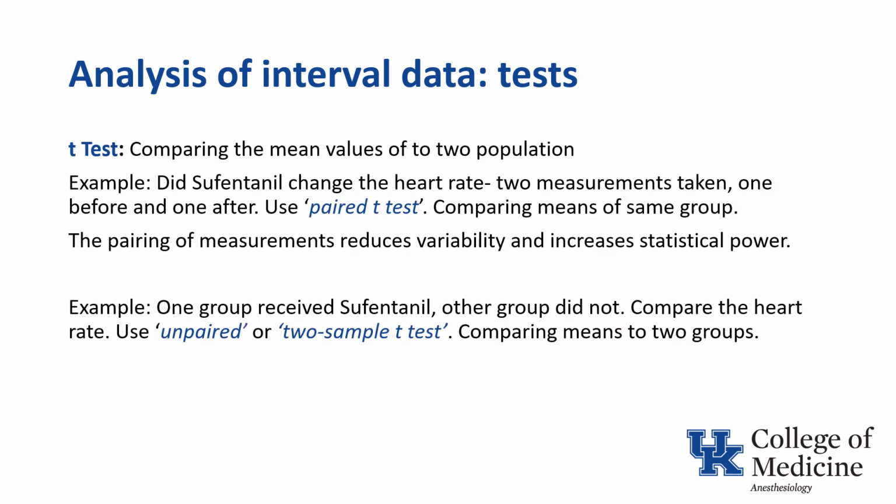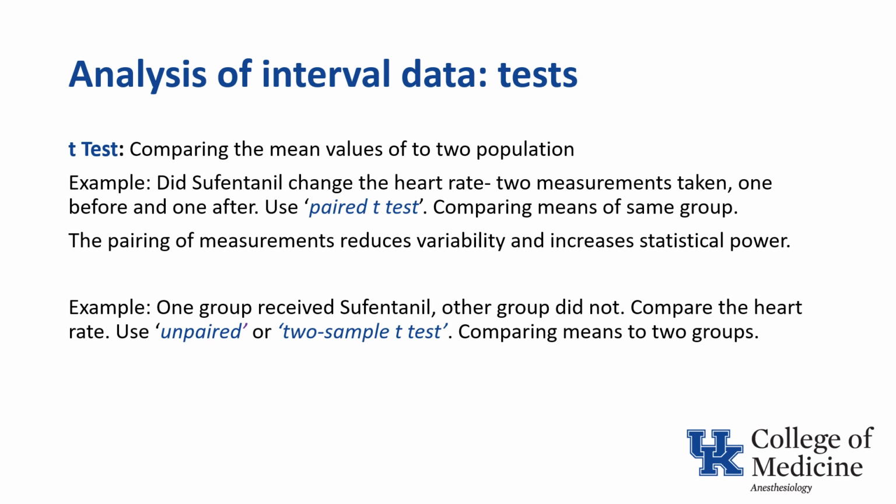T-test statistics was created or introduced in the 20th century, and this allowed the testing of hypotheses when the population variance was not known. The most common use of t-test is to compare the mean values of two populations.